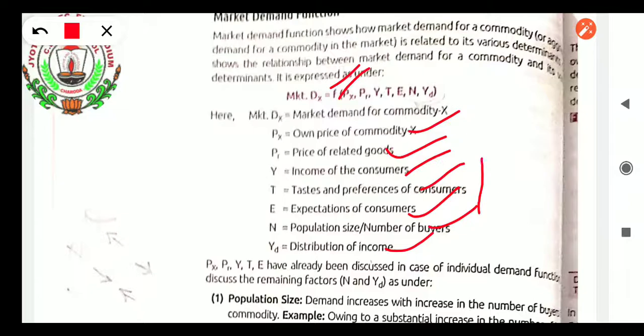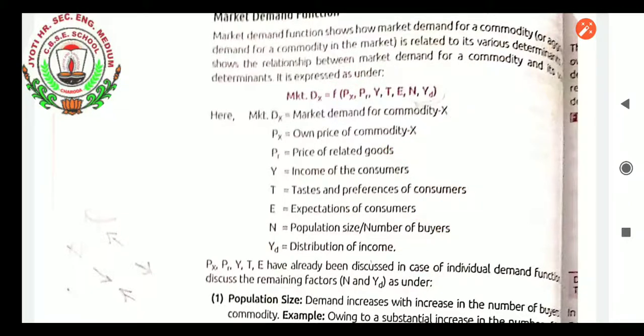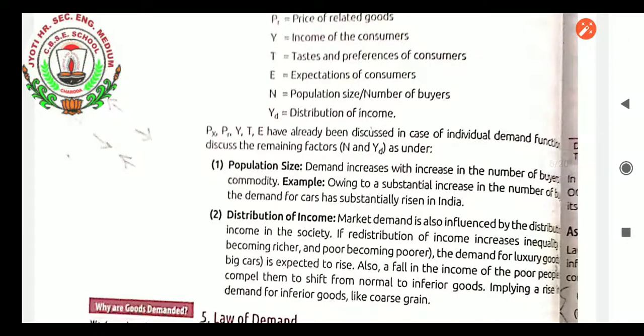When we see population size, students, it says that definitely, as one example was given in yesterday's class also, when one family's population suddenly increases, definitely demand for things also increases, because it has to be fulfilled for the whole family. So the population size says that when the population increases, definitely demand also increases in the number of buyers.